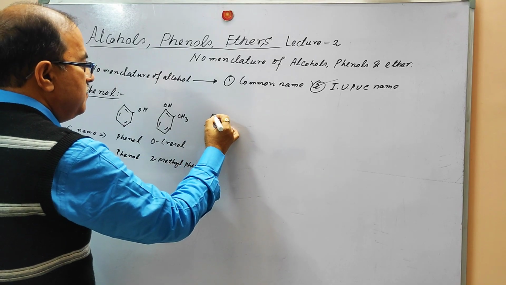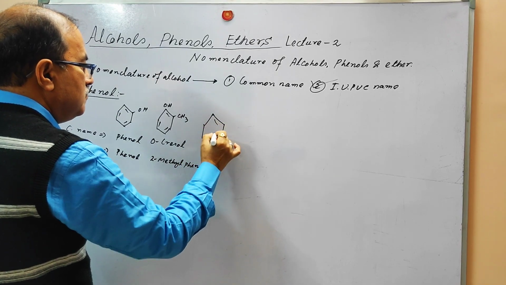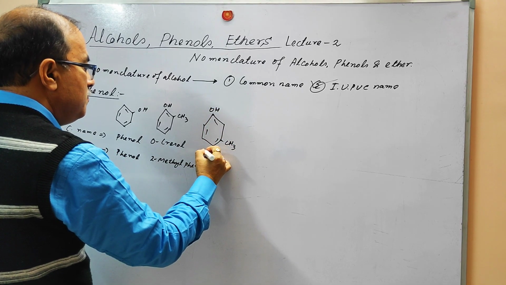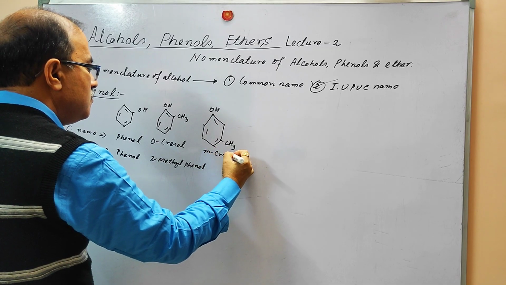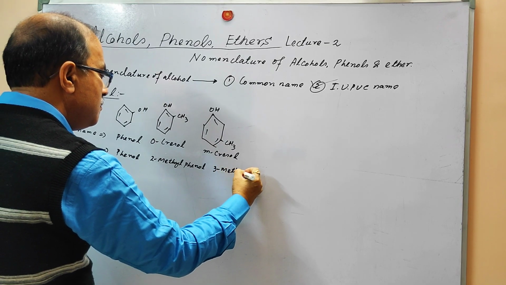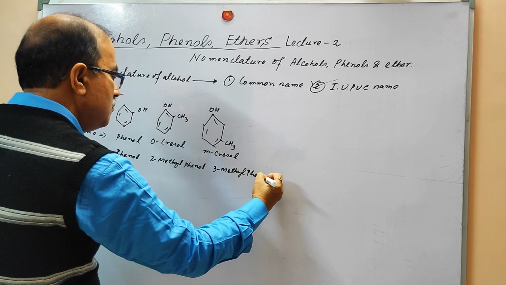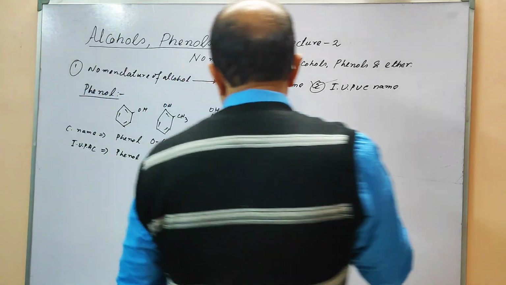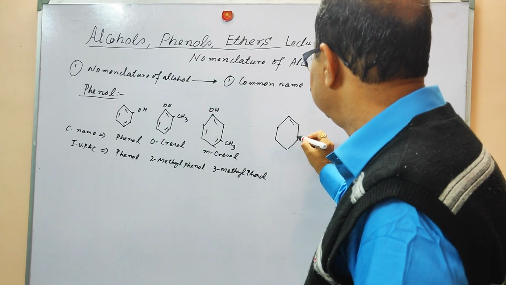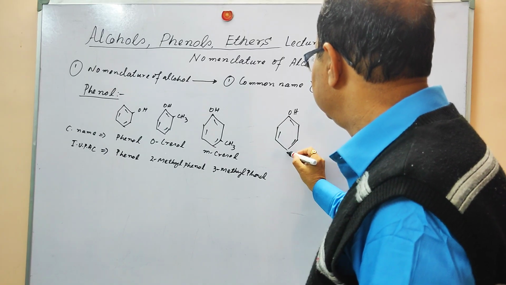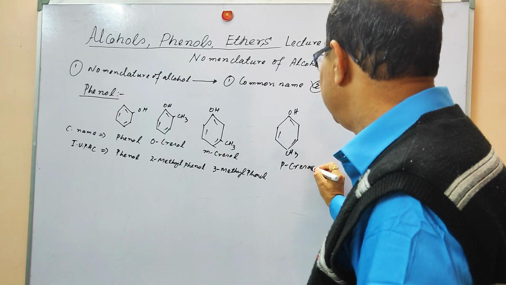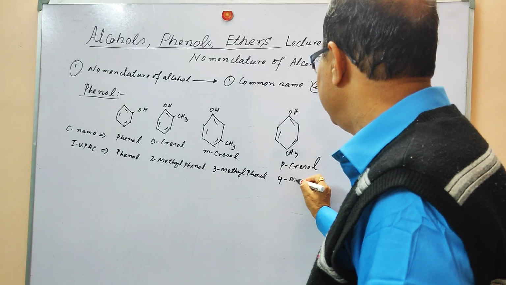Okay. Then another compound, OH, and the position is changed. This is called metacresol and its IUPAC name is 3-methylphenol. And another compound is paracresol. This is 4-methylphenol.